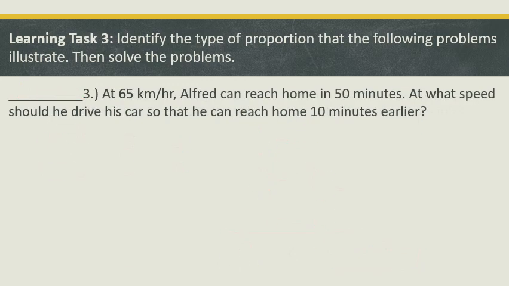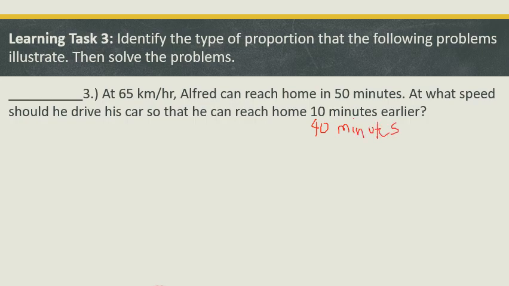Then, number 3. At 65 kilometers per hour, Alfred can reach home in 50 minutes. At what speed should he drive his car so that he can reach home 10 minutes earlier? So, sa loob ng 65 kilometers per hour, yung speed niya, nakakarating siya ng 50 minutes. Ngayon, ano dapat yung speed niya para mas maaga siya ng 10 minuto kaysa doon sa 50 minutes? Ano ba yung mas maaga ng 10 minuto? So, kailangan siya ay 40 minutes makarating sa bahay.